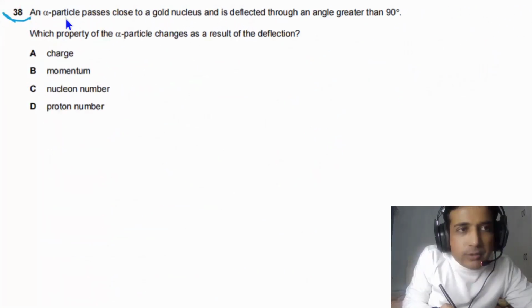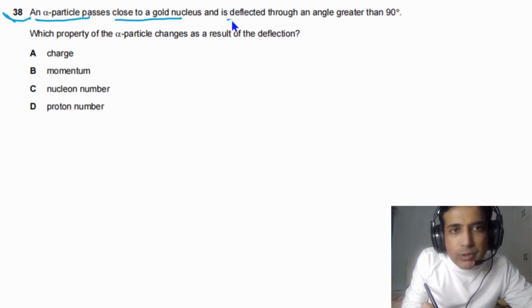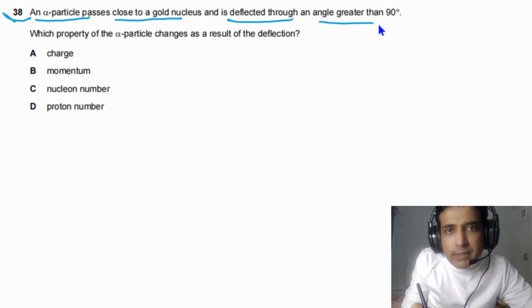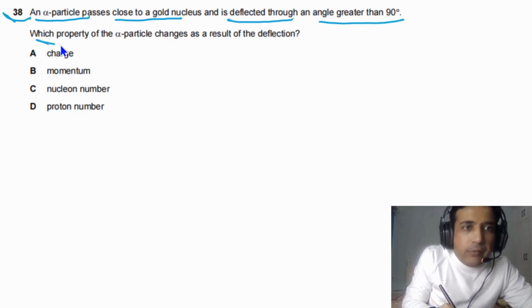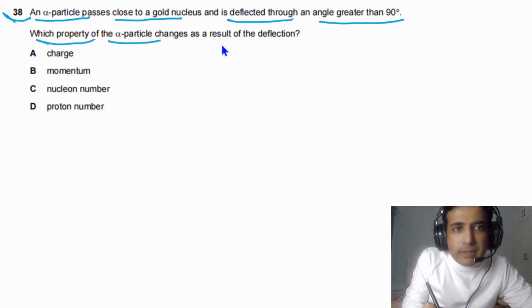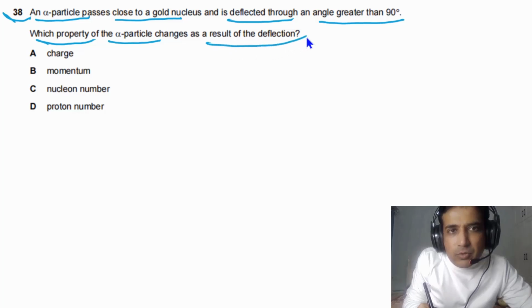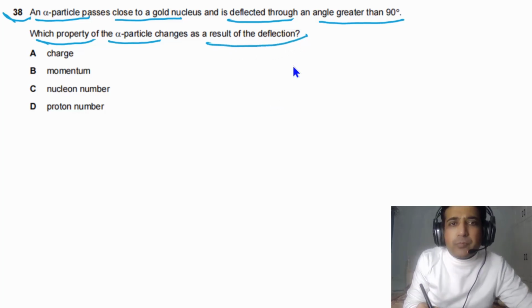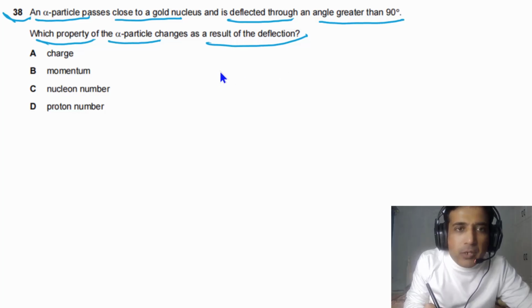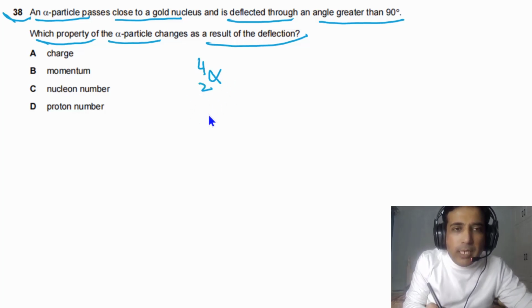For question number 38, it is given to us that an alpha particle passes close to a gold nucleus and is deflected through an angle greater than 90 degrees. Which property of the alpha particle changes as a result of deflection? First of all, let's try to understand a little bit about the alpha particle. An alpha particle has 2 protons and 2 neutrons, so the charge on the alpha particle is plus 2e.